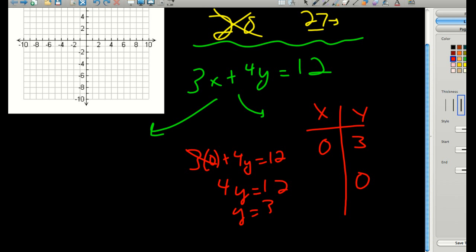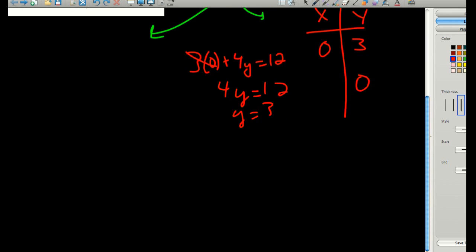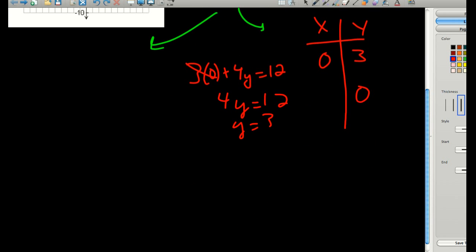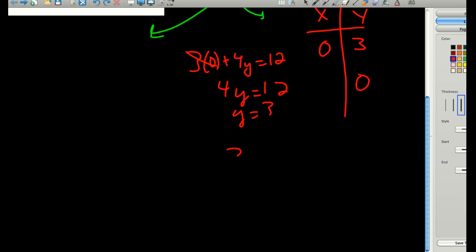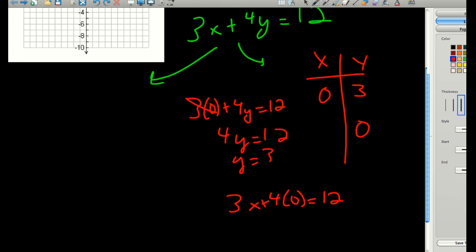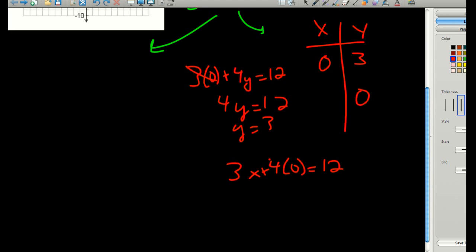In a similar manner, let's say we set y equal to 0, because who says we can only set x equal to 0? If we set y equal to 0, we get 3x plus 4 times 0 equals 12. Who said we just have to set x equal to a value? We can also set y equal to a value. Doing so, we get a plain x value, and then we get x equals 4.